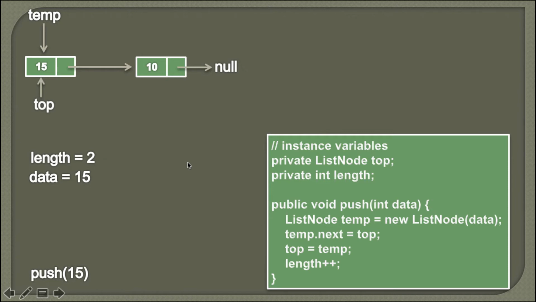So friends, after this method gets executed, the stack looks something like this. Here you see the top is pointing to the node which we inserted last. So friends, this is how we insert an element into the stack.